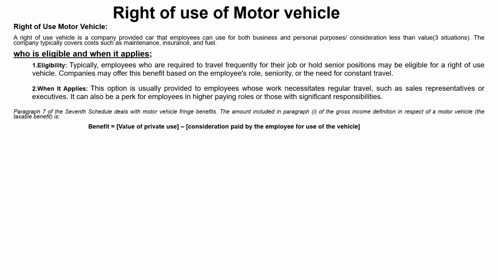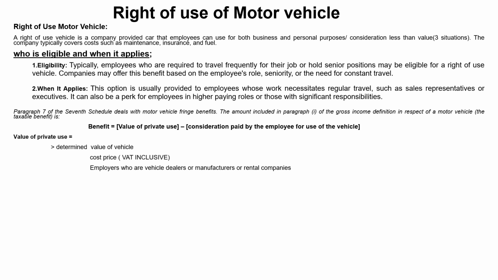Paragraph 7 of the Seventh Schedule deals with motor vehicle fringe benefits. The amount included in paragraph (i) of the gross income definition in respect of a motor vehicle, the taxable benefit, equals the value of private use minus the consideration paid by the employee for use of the vehicle. Value of private use: determined value of vehicle. Cost price, VAT inclusive. Employers who are vehicle dealers or manufacturers or rental companies.